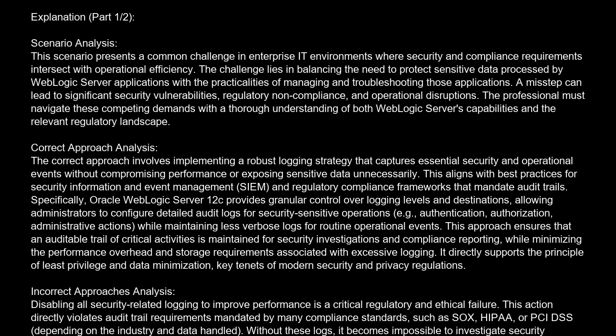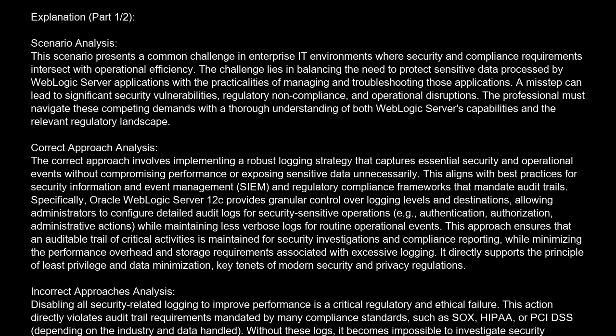The professional must navigate these competing demands with a thorough understanding of both WebLogic server's capabilities and the relevant regulatory landscape. Correct approach analysis. The correct approach involves implementing a robust logging strategy that captures essential security and operational events without compromising performance or exposing sensitive data unnecessarily. This aligns with best practices for security information and event management, SIEM, and regulatory compliance frameworks that mandate audit trails. Specifically, Oracle WebLogic Server 12c provides granular control over logging levels and destinations, allowing administrators to configure detailed audit logs for security-sensitive operations, e.g., authentication, authorization, administrative actions, while maintaining less verbose logs for routine operational events.